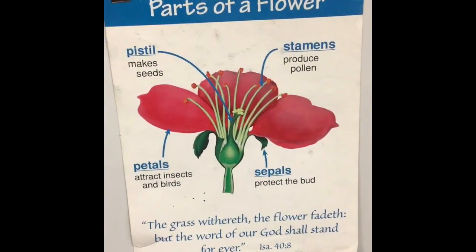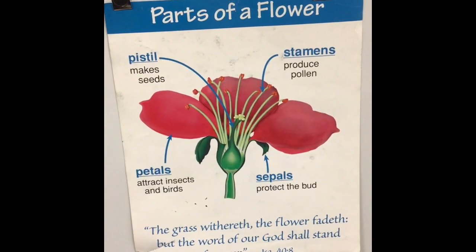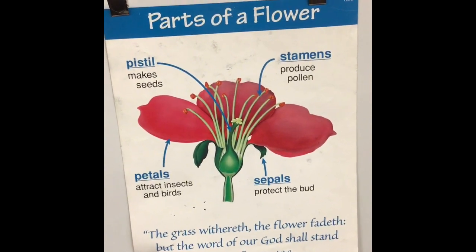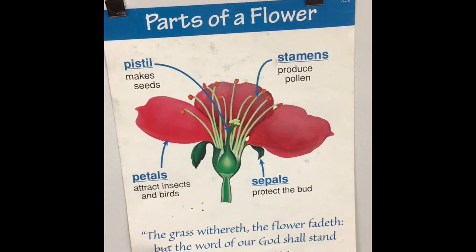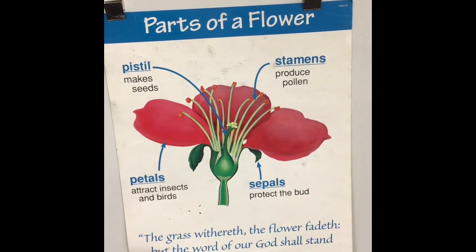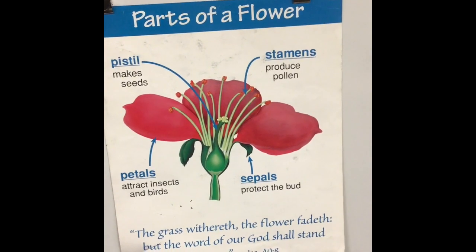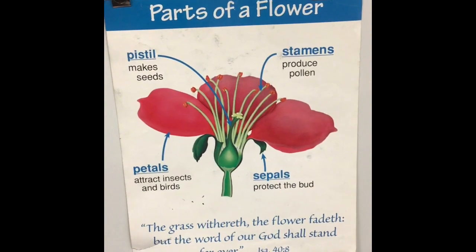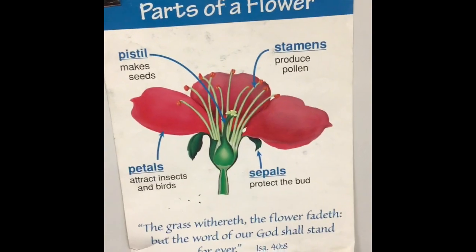Now we're going to practice again the parts of the flower because you'll need to know these 4 different parts and also what they do. We have the sepal, which protects the bud, the petals that attract the insects and birds, the stamen, which produces the pollen, and the pistil, which makes the seed. So sepal, petal, stamen, pistil. Practice it over and over, until you've got it down.